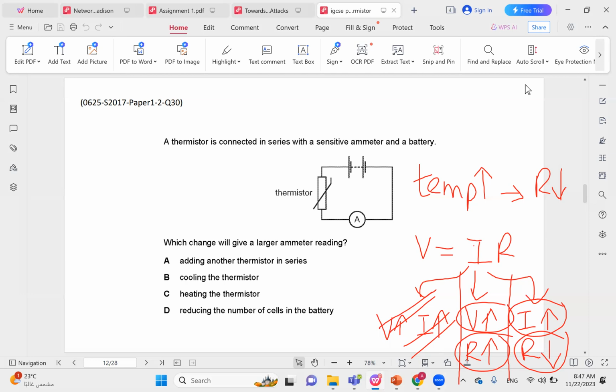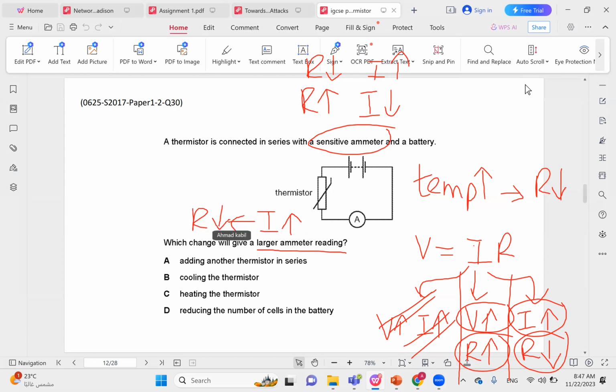Since here they're talking about an ammeter, we are concerned with the relation that says that as R increases, I decreases, and vice versa. As R decreases, I increases. So we're going to use one of these to solve this problem. Now, they're asking about a change that would give a larger ammeter reading. So I needs to increase. And this implies to us that R needs to decrease. And then for R to decrease, since R and temperature are inversely proportional, the temperature needs to increase. So we want a choice that has to do with heating because we want the temperature to increase.